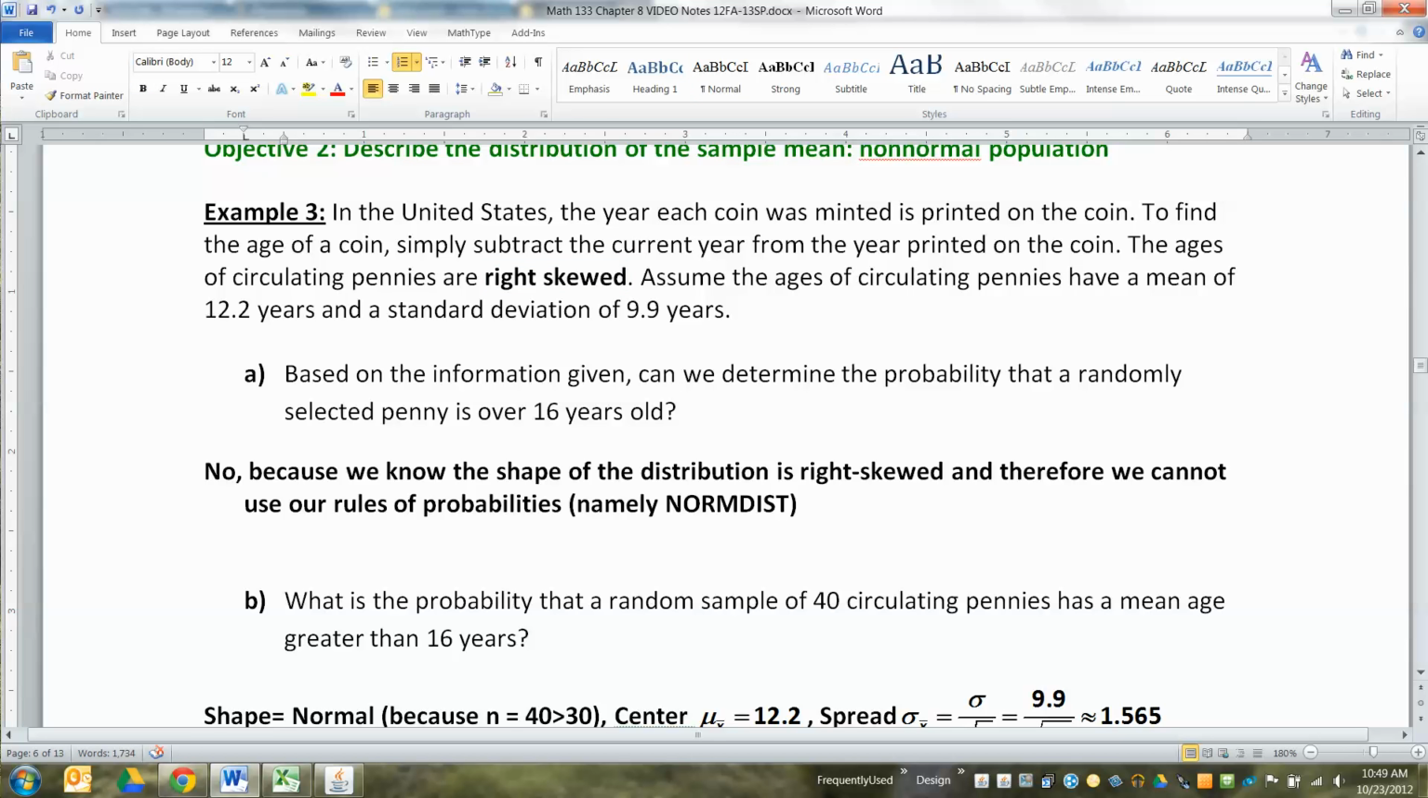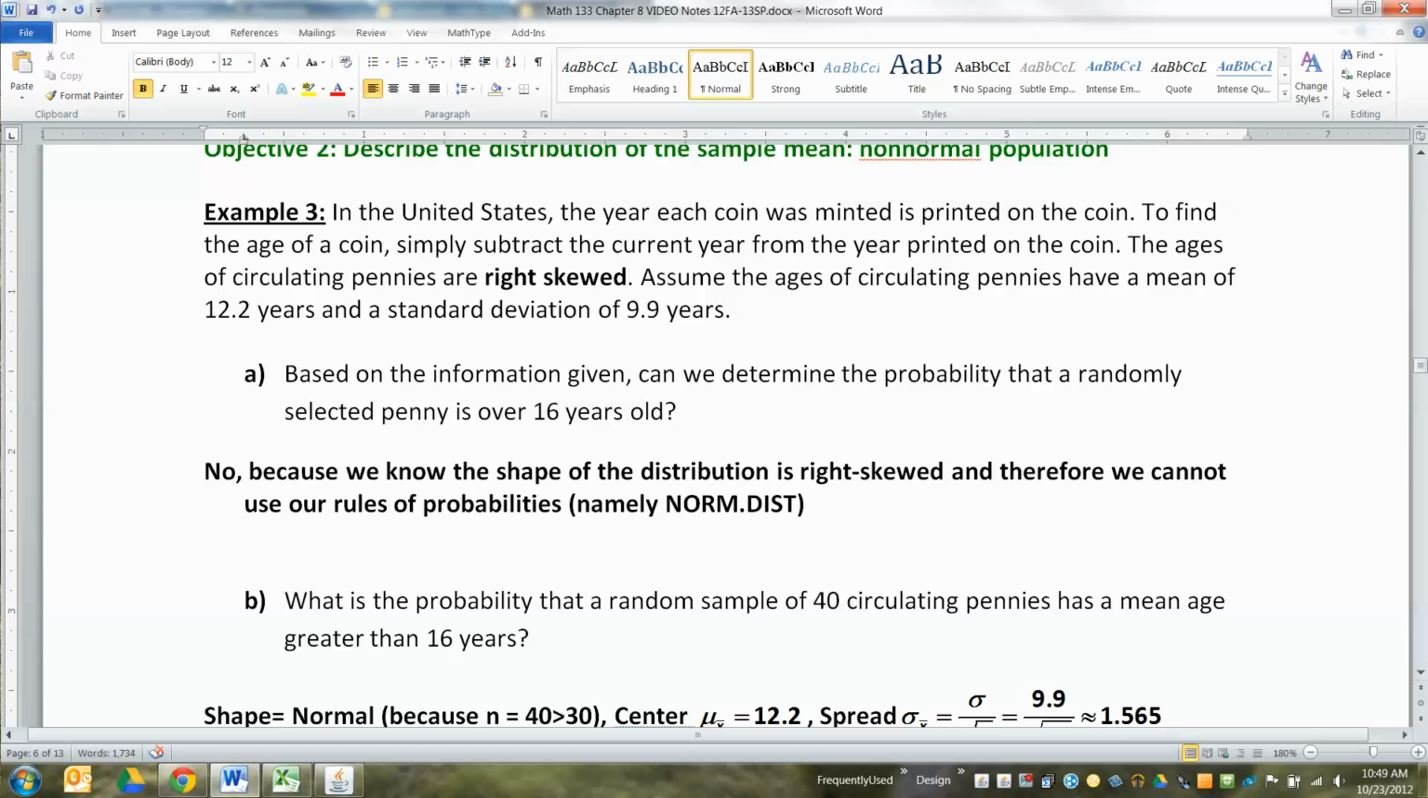So if you know it's skewed right, or even if they didn't tell me the shape of the distribution, you need your n to be larger than 30, right? But when you're talking about a single penny, that's 1. So this is n equals 1. Since we know it's right skewed, we can't use our rules of probabilities, namely we can't use norm.dist. And since we can't use norm.dist, we're in trouble.